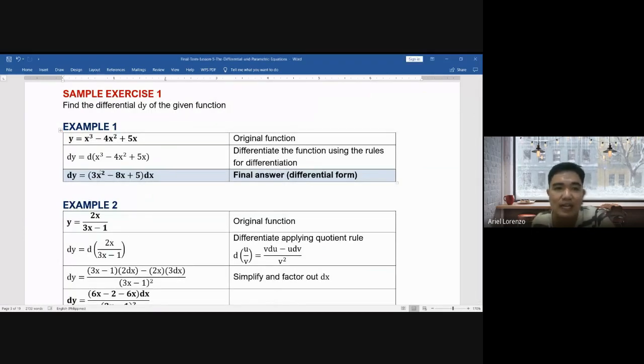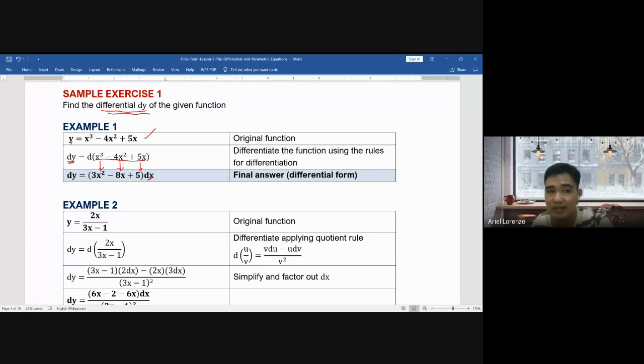Find the differential dy, or the differential of y, of the given function. So you have your y equals x cubed minus 4x squared plus 5x. Okay? So ang gagawin mo lang dyan, class, is that when you follow the process in differentiation, the differential of y is dy, and then you get the derivative of x cubed, that is 3x squared. 4x squared is 8x, and then the derivative of 5x is 5. And then the differential of x, so times dx.